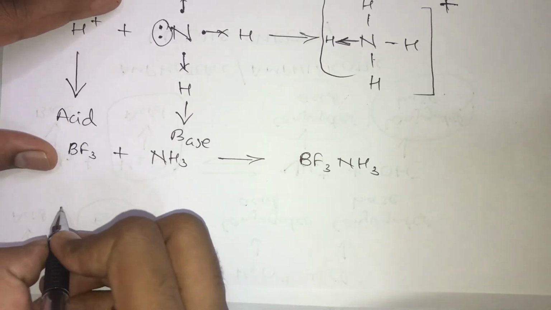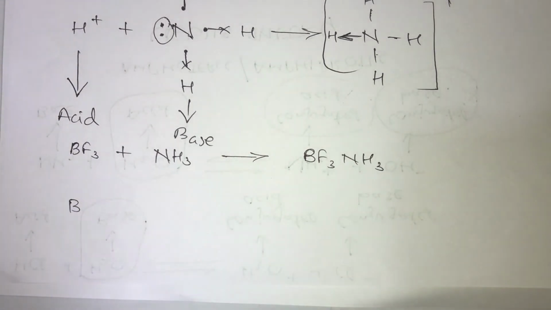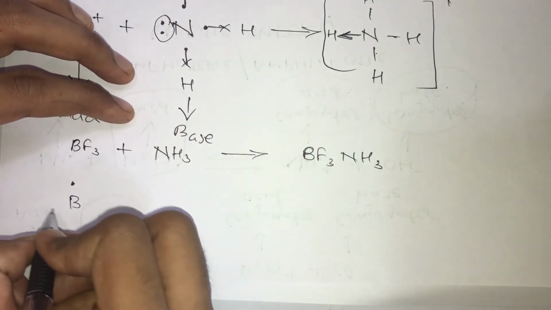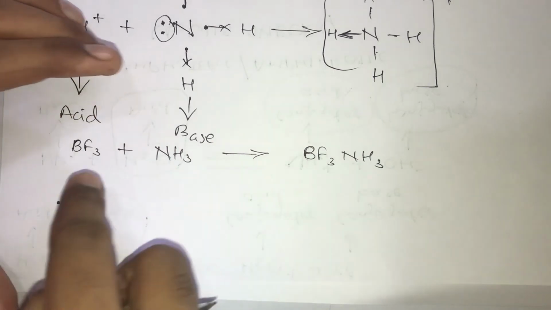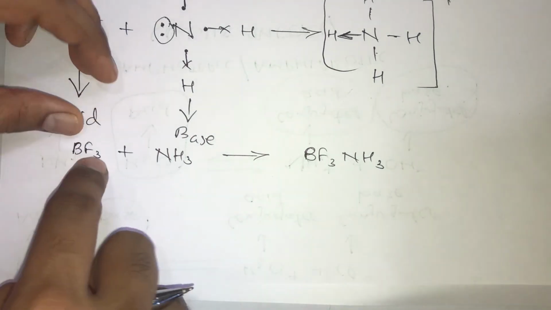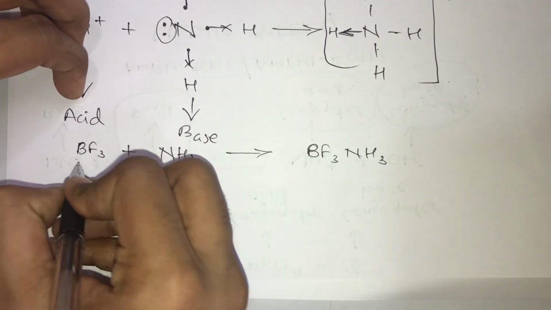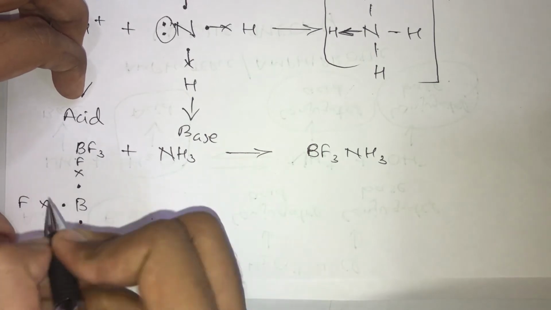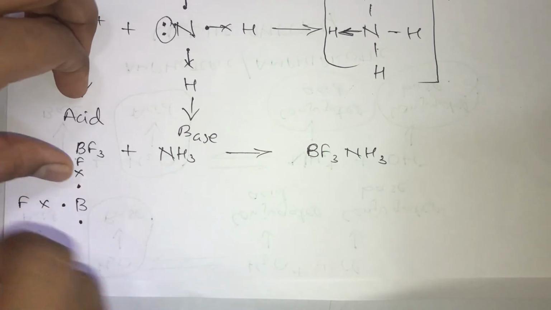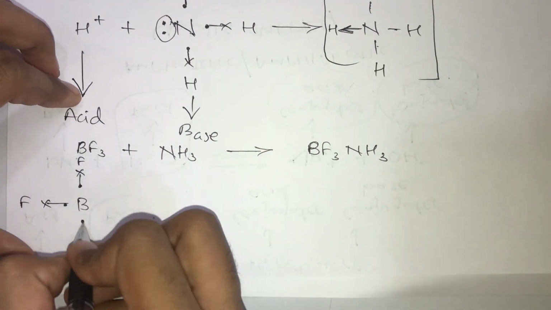So for BF3 we have a boron over here. Boron has 3 electrons in its outermost shell, so let me draw these 3 electrons. Whereas fluorine has 7 electrons. Fluorine requires one more electron, so it is going to combine with boron. This is how one electron will be shared by fluorine and one electron will be shared by boron. This is how a covalent bond is formed between them.